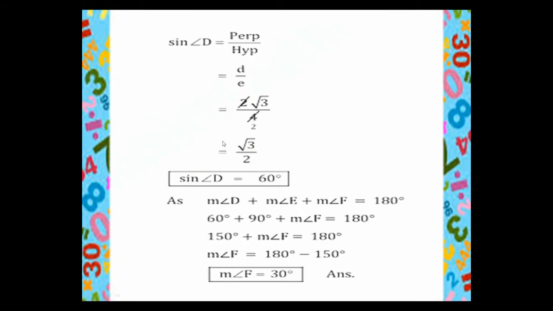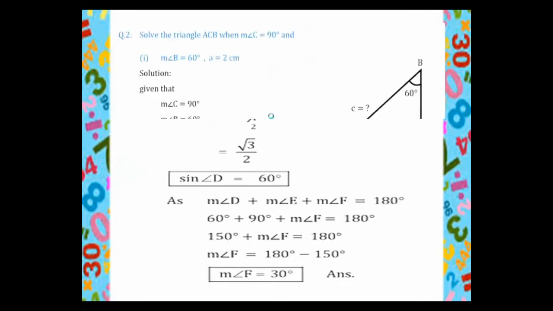Now we know two angles: one is 90 degrees and the other is 60 degrees. So we can easily find the third angle by this statement: the sum of all three angles equals 180 degrees. Here two angles are given, one of 60 and the other of 90. Add these two values and you get 150. Now subtract 150 from 180, and you get 30 degrees.